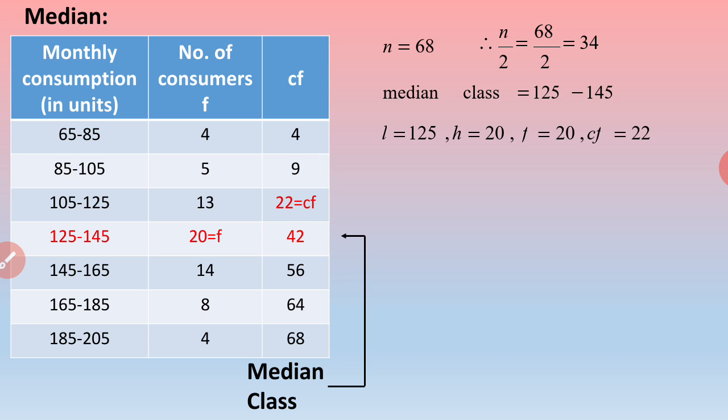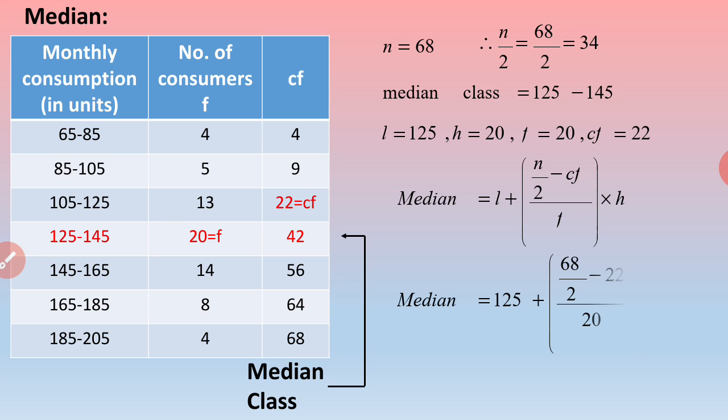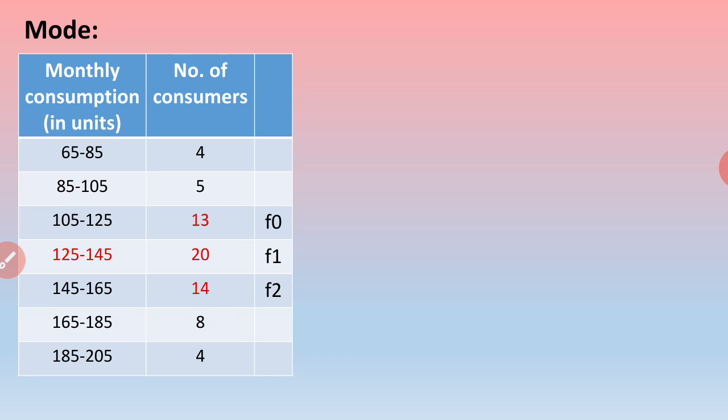L will be the lower limit of the median class. The median class is 125 to 145, so L is 125. H is 20, which is the class height. Now we have to substitute the value in the formula and solve. After solving, we'll see that the median comes out to be 137. So that is the median for monthly consumption.